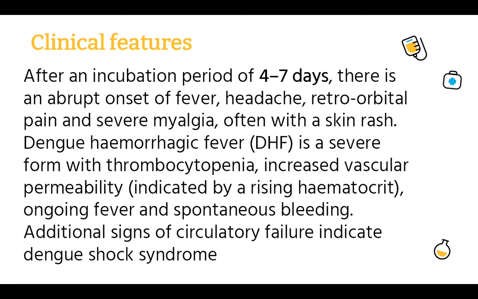Clinical features. After an incubation period of 4 to 7 days, there is an abrupt onset of fever, headache, retroorbital pain and severe myalgia, often with a skin rash. Dengue hemorrhagic fever is a severe form with thrombocytopenia, increased vascular permeability, ongoing fever and spontaneous bleeding. Additional signs of circulatory failure indicate dengue shock syndrome.